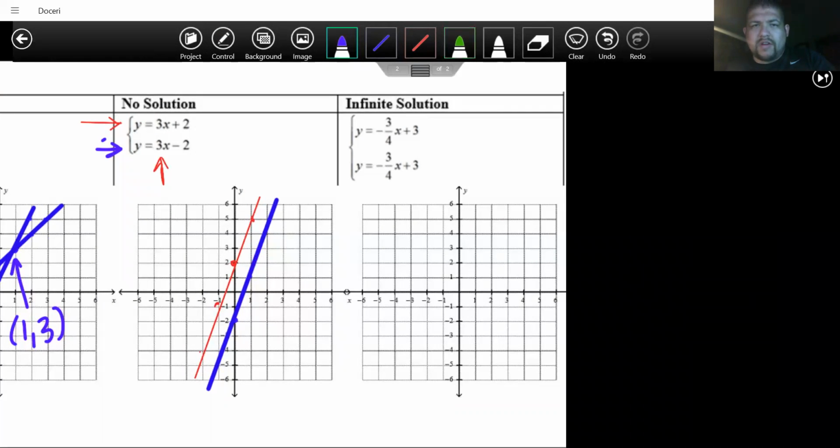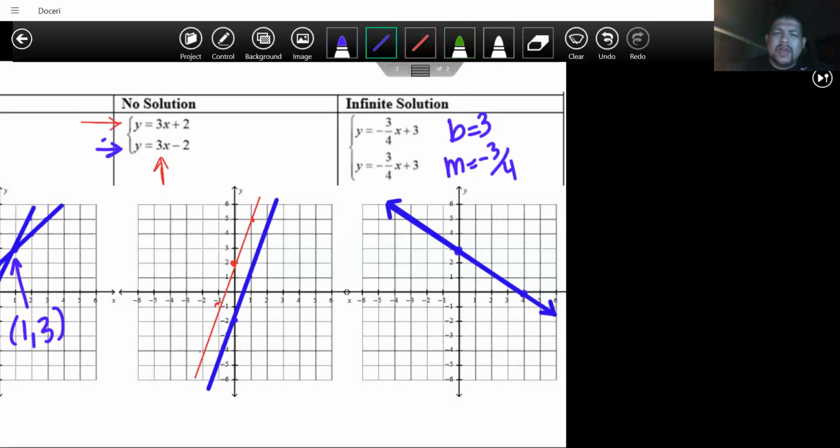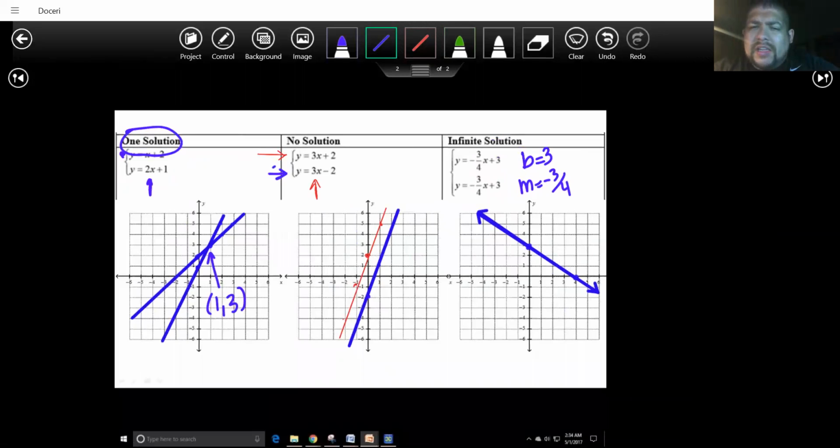So if we just graph one of them, we're going to go up 3 for our b. So in this case, our b is equal to 3. And then our slope is going to be negative 3 over 4 for both cases. So I'm going to go down 3 over 4, which gives me that point here. And our line between them, again, will be the same graph through it all. Okay, so in this case, we have one straight line. It's the same graph both times, so it would be infinite solutions.